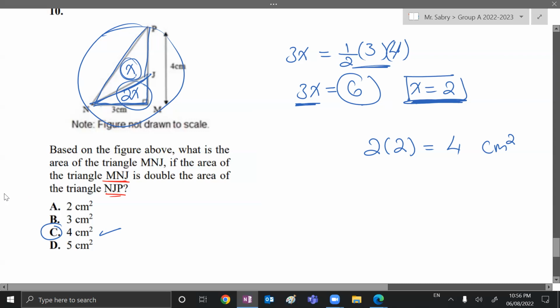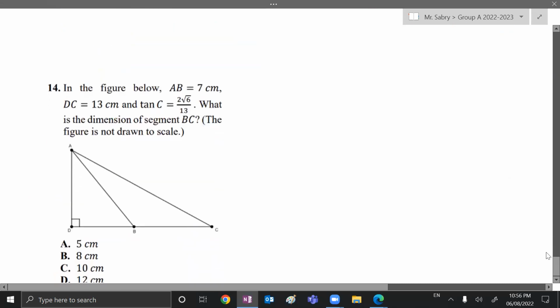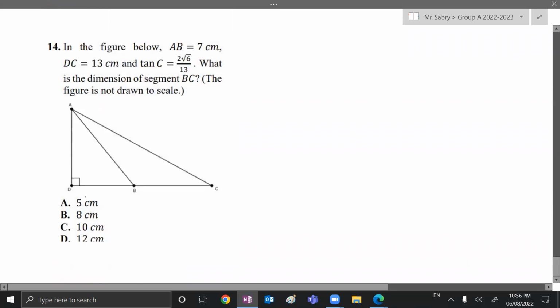So this one is tricky, we did not really use any rules of areas except for the area of the whole bigger triangle, and did not focus on each part separately. Number 14, on the other hand, is still a triangle inside of a triangle. You're told that AB is 7, so this part here is 7. You're told that DC is 13, this entire side here. You're told that tan of angle C is 2 root 6 over 13. Where is angle C? It's this one. What is the tan supposed to be? It's opposite over adjacent.